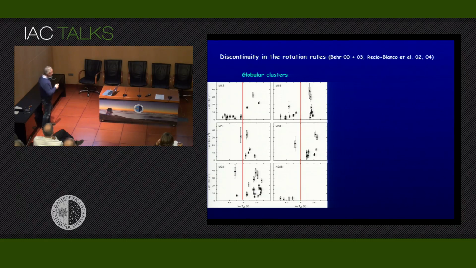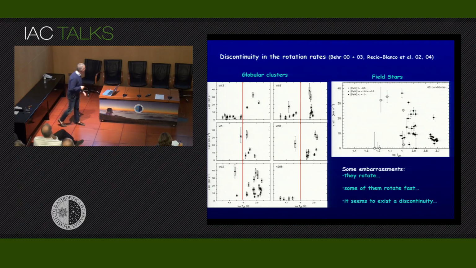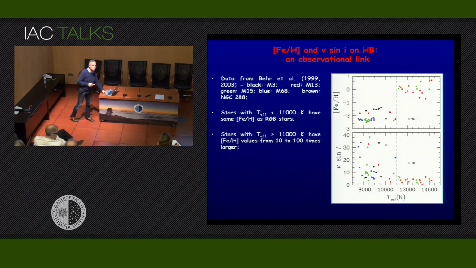And the same pattern is also obtained in the field, okay? Cool horizontal branch stars rotate very fast, and hot stars do not rotate, with some exception. So this evidence was, let me say, embarrassing, because we found that they rotate, and they should not rotate. Some of them rotate fast, something that we cannot understand, and also we do not understand at all the fact that there is a discontinuity in the rotational pattern as a function of effective temperature. Let me say that so far we have no theoretical interpretation of this.